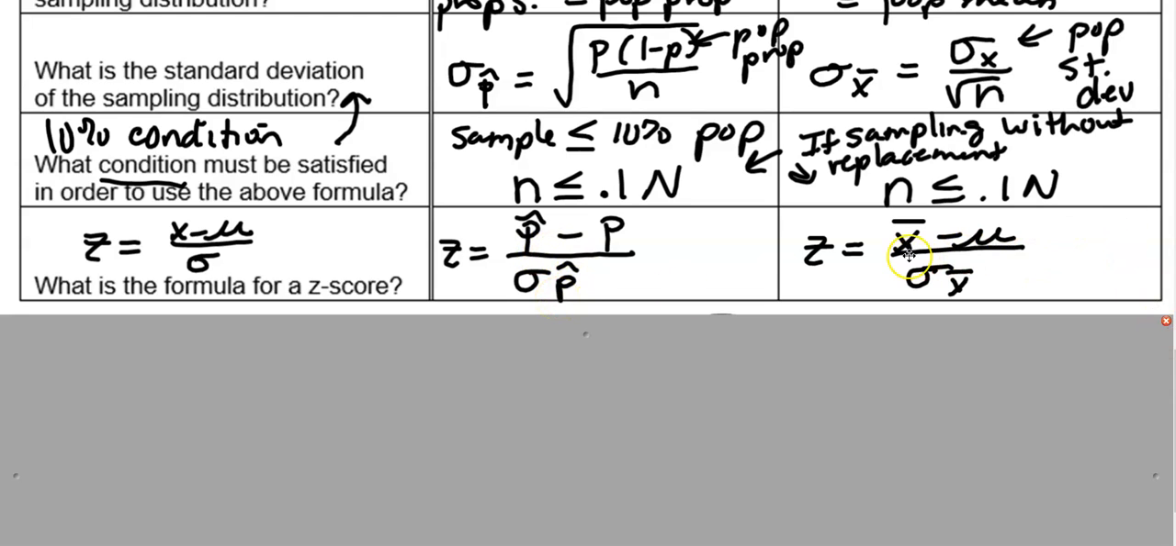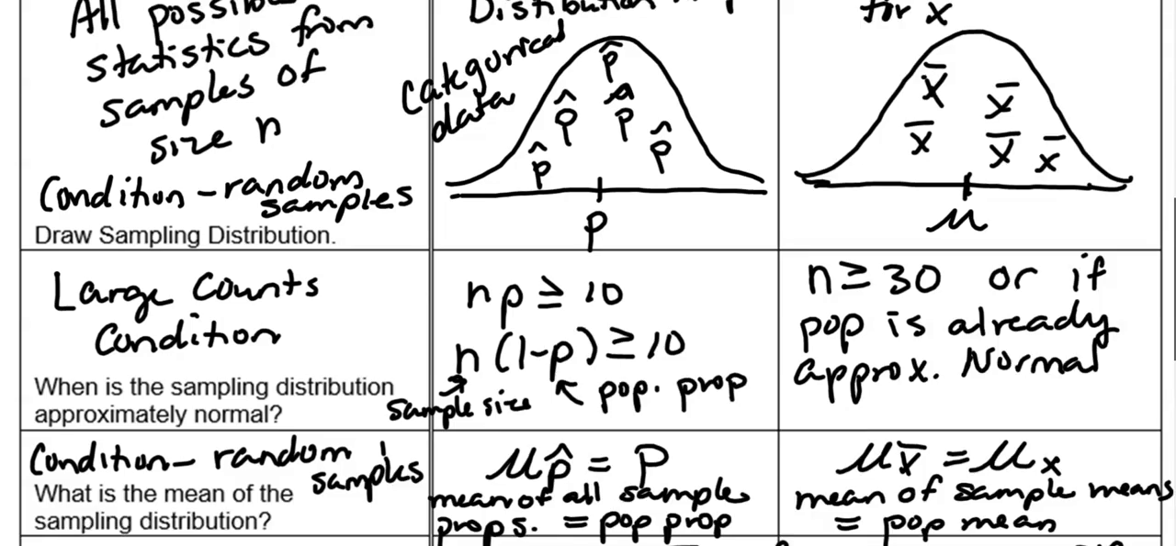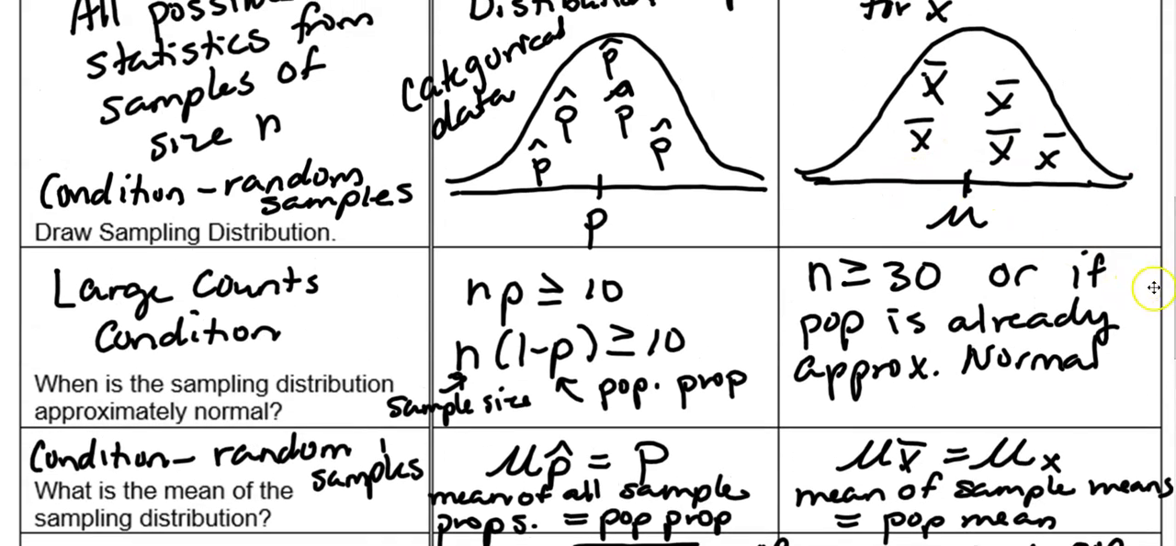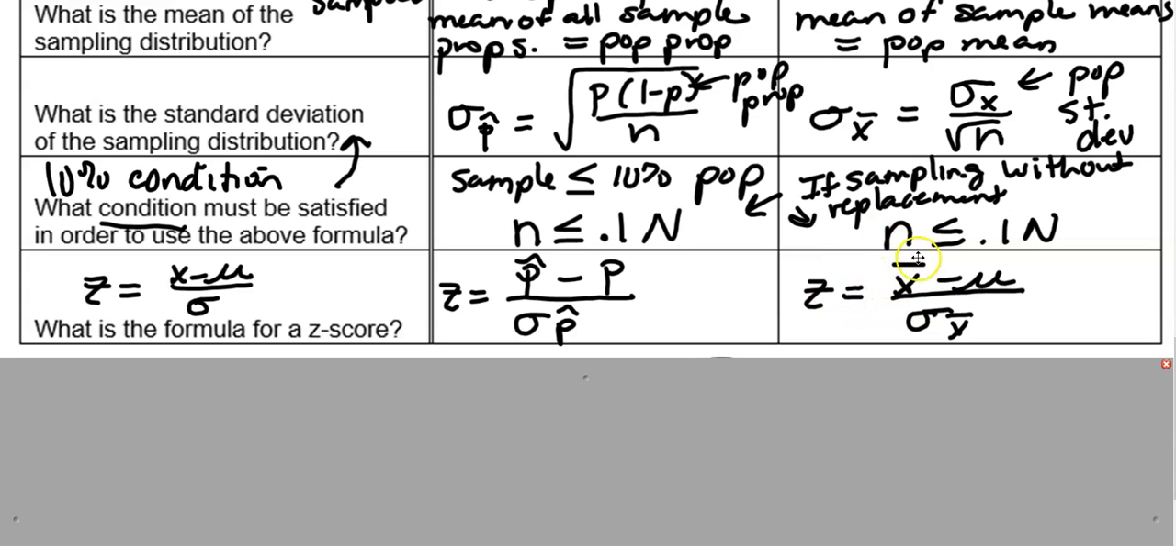When I'm looking at a distribution of sample means, all the individuals in my distribution are x bars, or sample means. The center is mu, which is the population mean. So I have to do x bar minus mu divided by the standard deviation of x bar to see how far away a particular x bar is from mu.